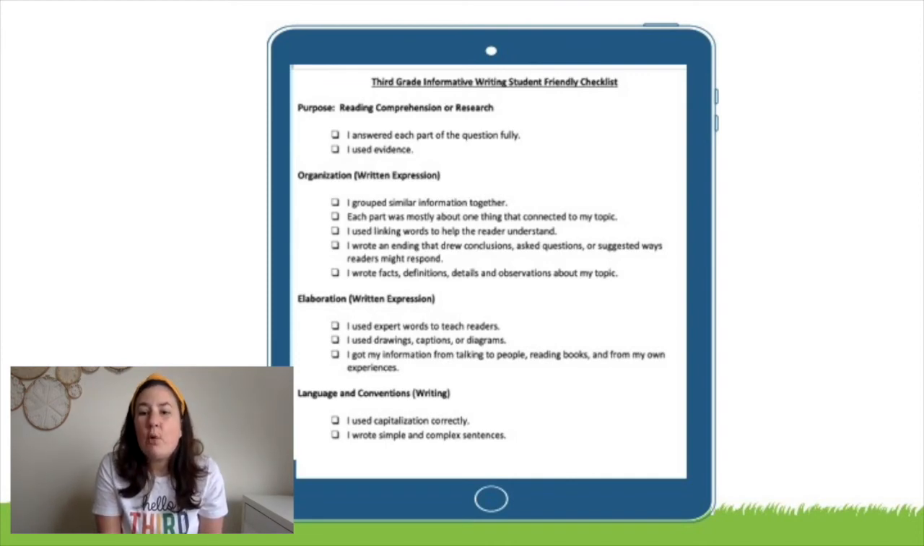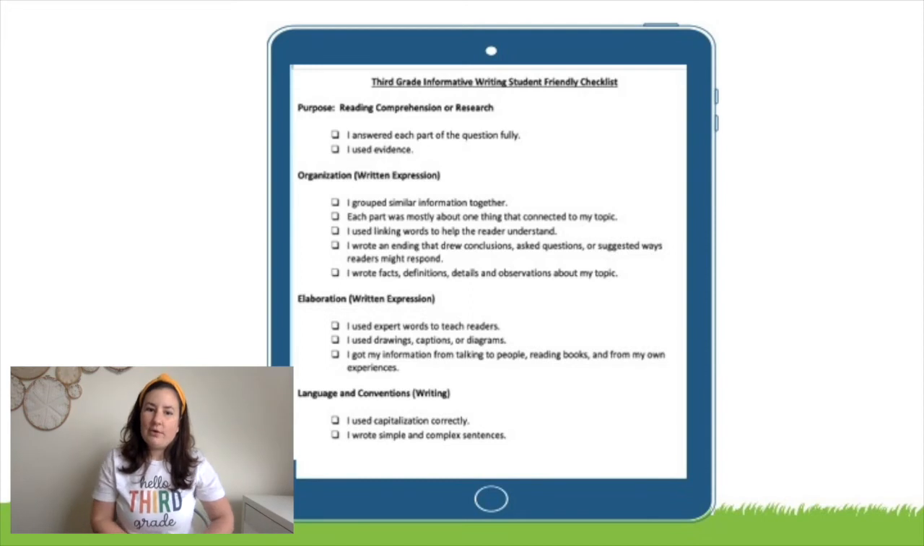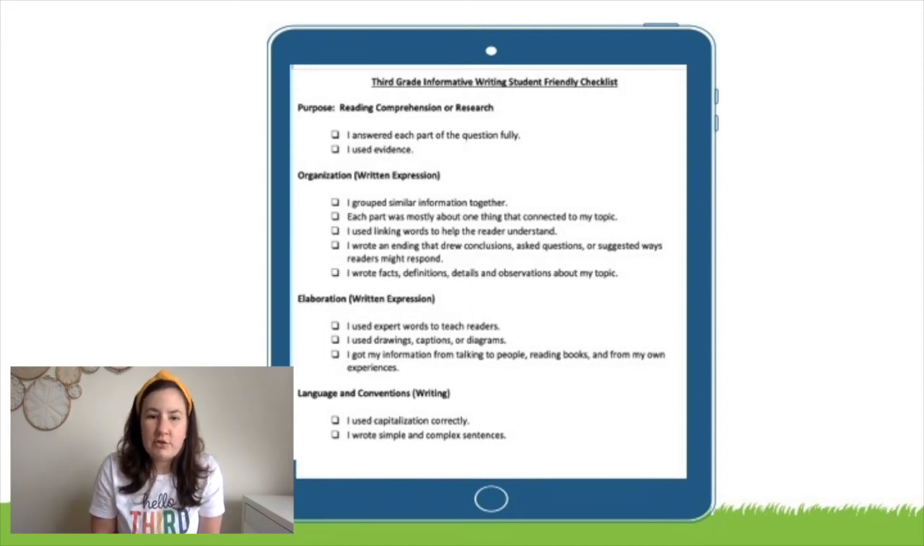You want to think about the organization of your writing. How is your writing expressed and what does that look like all together? So you want to make sure you group the information in similar categories. You want to make sure each part was mostly about one thing connected to the topic. Use linking words to help the reader understand. You're going to write an ending that drew a conclusion, asked questions, and suggested ways for the readers to respond.